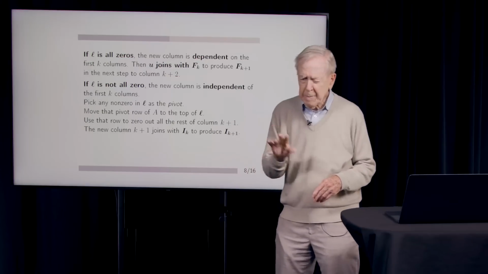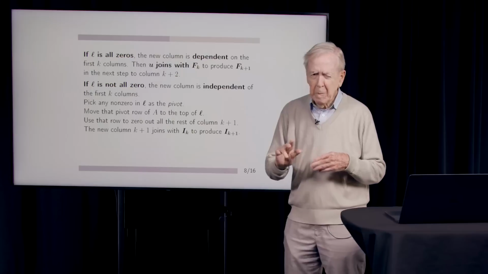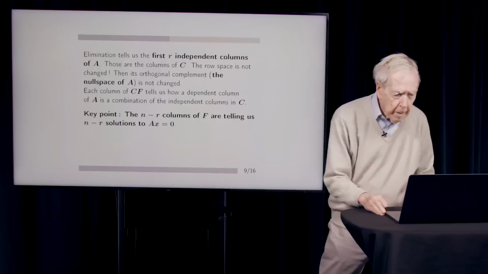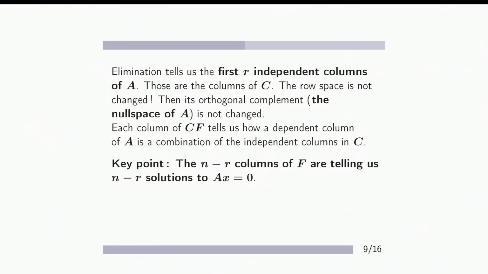The way to learn the steps of elimination is to do them on a few matrices, and I won't do more here. But I want you to know, what is elimination telling us? The result of elimination tells us which are the first independent columns. They're the ones that end up with a 1, with the identity matrix. And those first columns back in A are the columns of C. The row space is not changed.